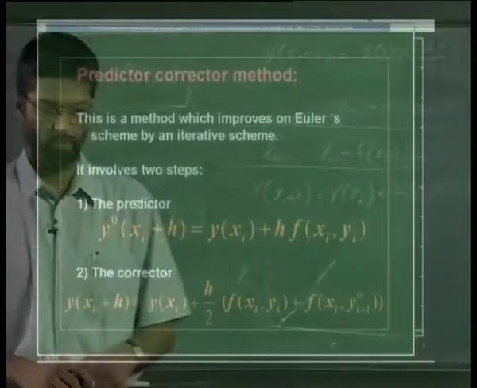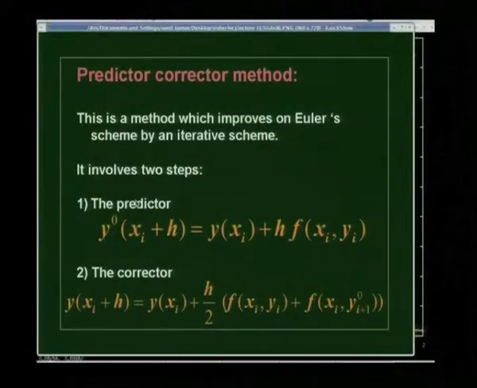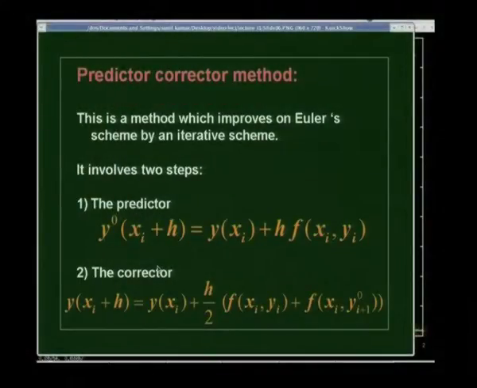That is what we call the predictor corrector method. This is not very different from the Euler scheme. It is just using the Euler scheme, but now we do an iterative scheme which involves 2 steps. In the first step, just like in the Euler scheme, we evaluate y at xi plus h, that is yi plus 1, as yi plus h times f of xi, yi. So that is the Euler scheme, right? And now we call that the predictor equation.